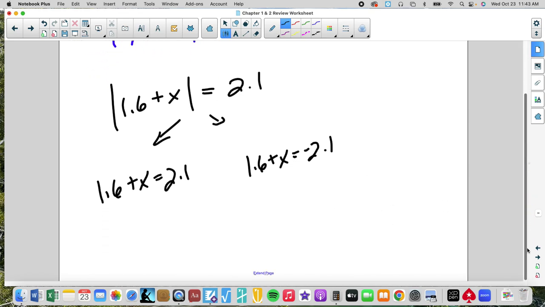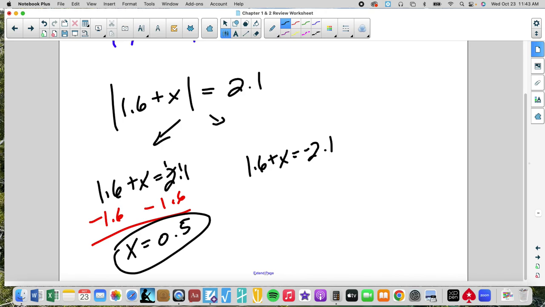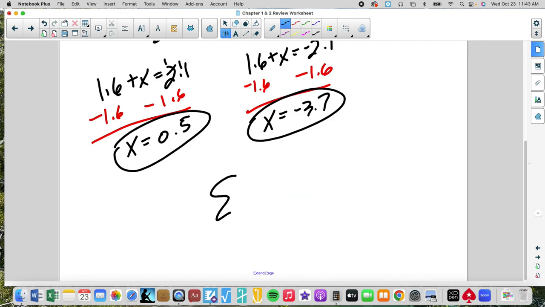Okay, let's minus 1.6, minus 1.6. x equals 0.5. And let's subtract 1.6, subtract 1.6. x equals negative 3.7. Let's put them in numerical order. Negative 3.7, comma, 0.5. Those are my two solutions.